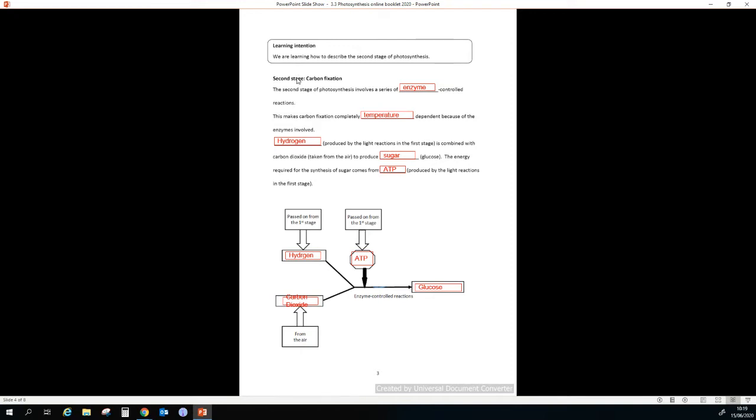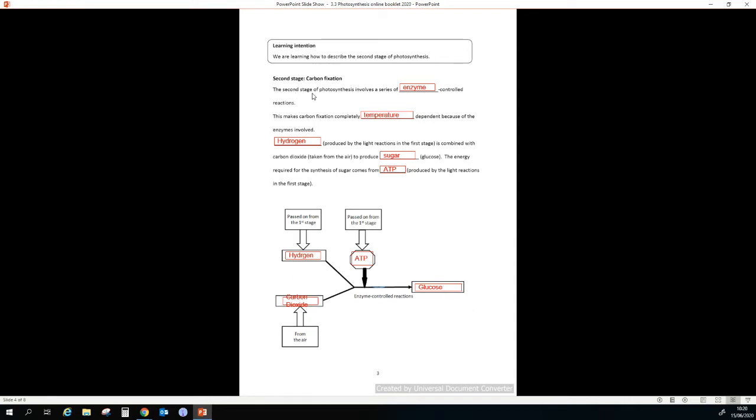In the second stage, we have the hydrogen and the ATP from the first stage, it carries forward. So if we look at the summary first, if you try and spell hydrogen correctly with an O, that's always useful. So the hydrogen and ATP from the previous stage are brought on. The hydrogen is used to join several carbon dioxide molecules into a ring, which makes glucose.